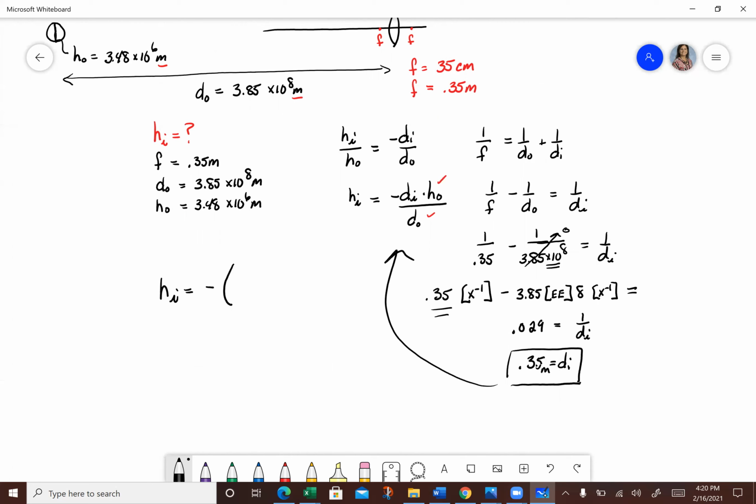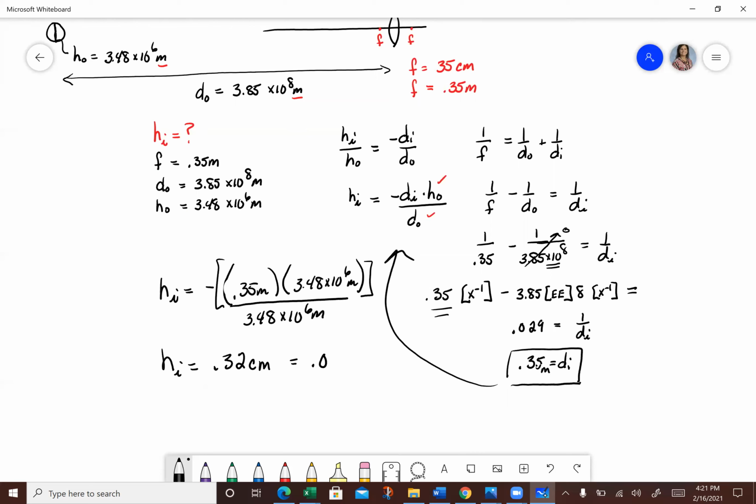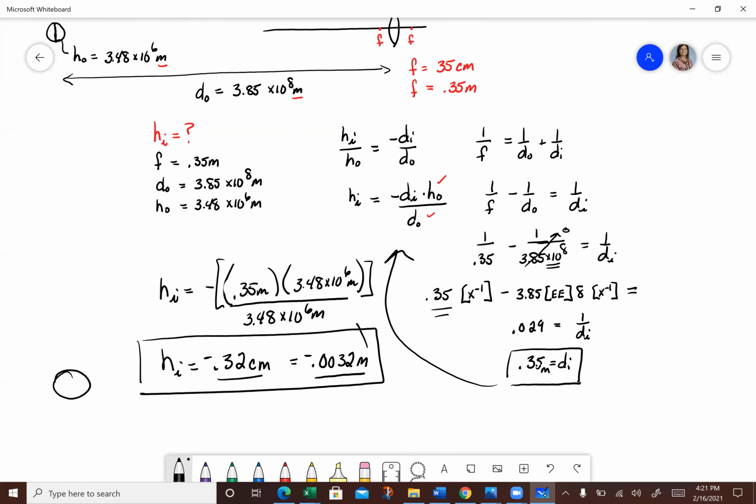So plugging that in up here, we have our HI equals negative DI, positive, sorry, DI is 0.35 meters, times HO, 3.48 times 10 to the 6 meters, divided by DO, 3.85 times 10 to the 8 meters. So remember to put parentheses around here. You divide the top quantity by the bottom, and you get the height of the image to be 0.32 centimeters. That actually came out to be 0.0032 meters when you plug that in your calculator, which is 0.32 centimeters. So it's going to be a very, very small image on your screen. It comes out negative. It's going to be inverted, but since it's a circle on the moon, you don't realize that what you're looking at on the screen is actually upside down.